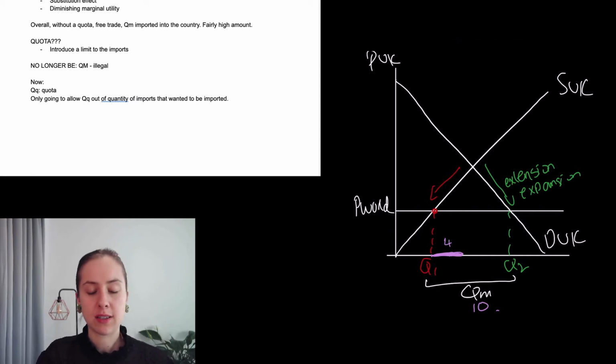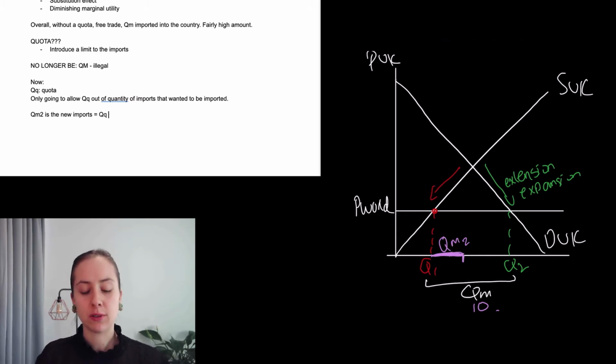So the government is only going to allow 4 units in this example, which is going to mean that the purple color is going to be the quantity of imports. Now, QM2. So QM2 is the new imports and it equals exactly the quantity of the quota.